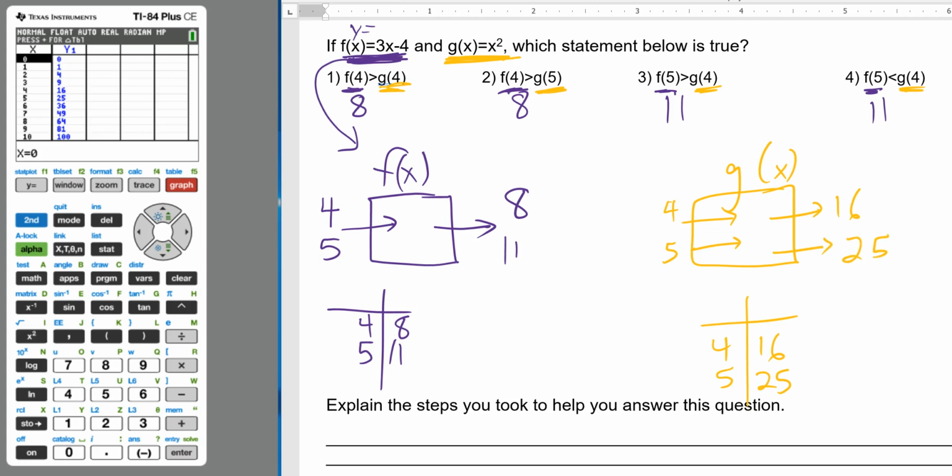So anytime we see g of 4, that really just means 16. And anytime we see g of 5, that just means 25. So now let's see what's true. Is 8 bigger than 16? No. Is 8 bigger than 25? No. Is 11 bigger than 16? No. Is 11 less than 16? Yeah, that one's true. And choice 4 is our answer.